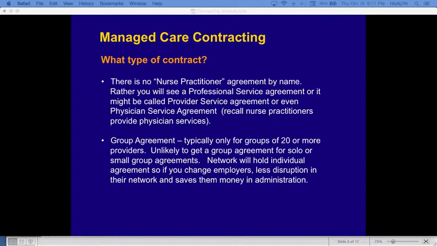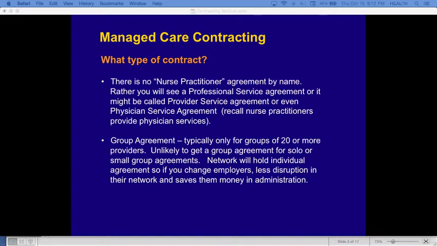Now you might look at a group agreement and say, well, there are 5 of us in a group, and we would like a group agreement, and we're going to list each of us in an exhibit. Perfect. Guess what? Groups are typically for 20 or more. And let's chat about why for a minute. If I have a group of 5 as a health plan, think of me as Mr. Health Plan. You have a group of 5. I'm going to give you a group agreement.